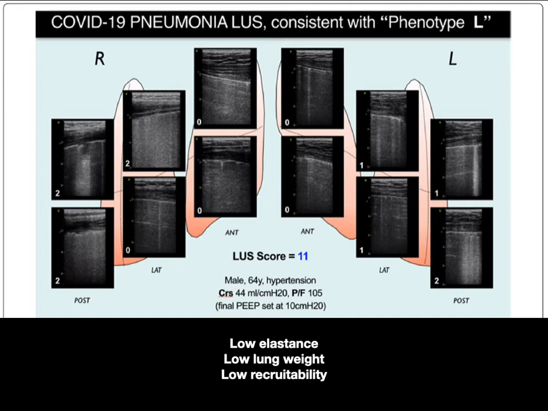So these patients would be the sort of happy hypoxic patients. They look okay, they look almost normal, they're not short of breath, and their lungs are not that diseased.